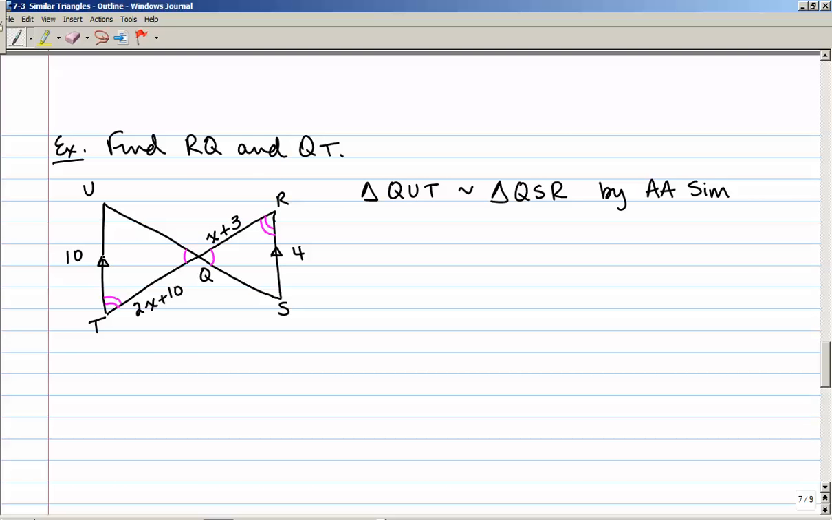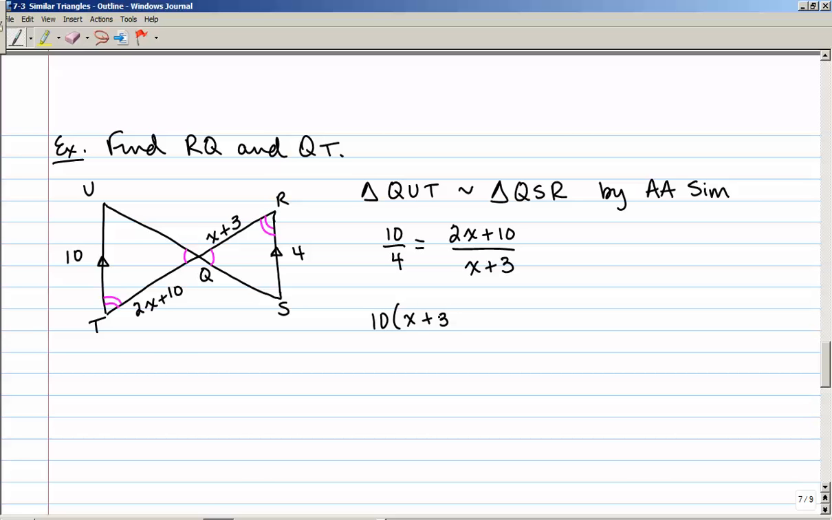Okay. Since 10 is between two arcs and no arc, and 4 is between two arcs and no arc, I can do 10 over 4 is equal to, and 2x plus 10 is between one pink arc and two pink arcs, and x plus 3 is in the same position over here. I can do 2x plus 10 over x plus 3. Now I have a simple proportion, and I can just solve that.